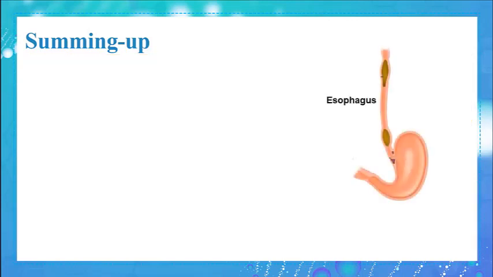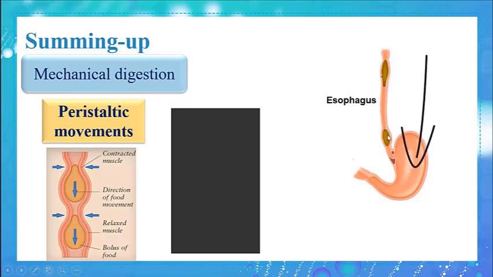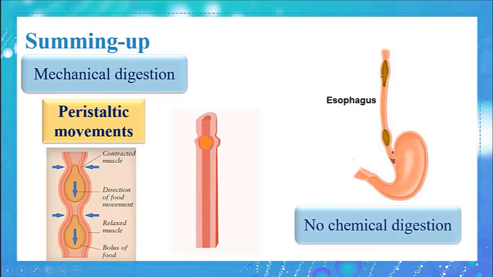In the esophagus, the mechanical digestion includes the peristaltic movements, and this is done by the contraction and the relaxation of the muscles of the esophagus. This will help food keep moving along until it reaches the stomach. There is no chemical digestion in the esophagus.